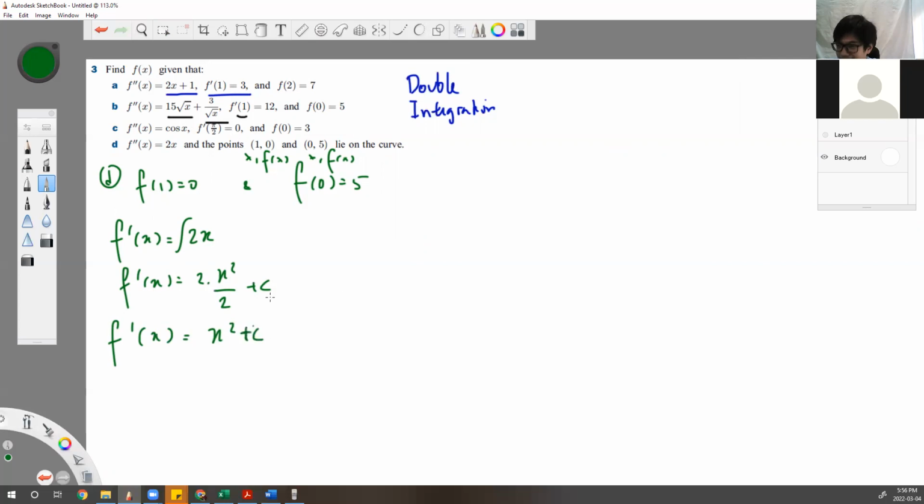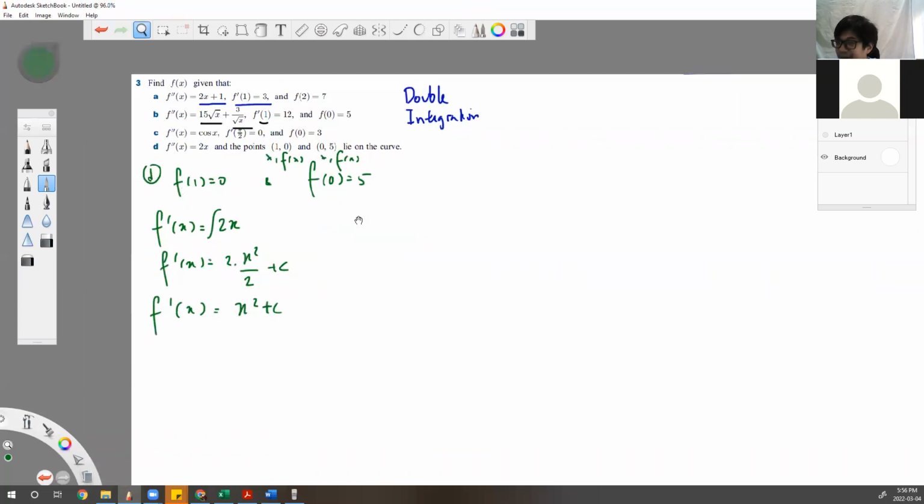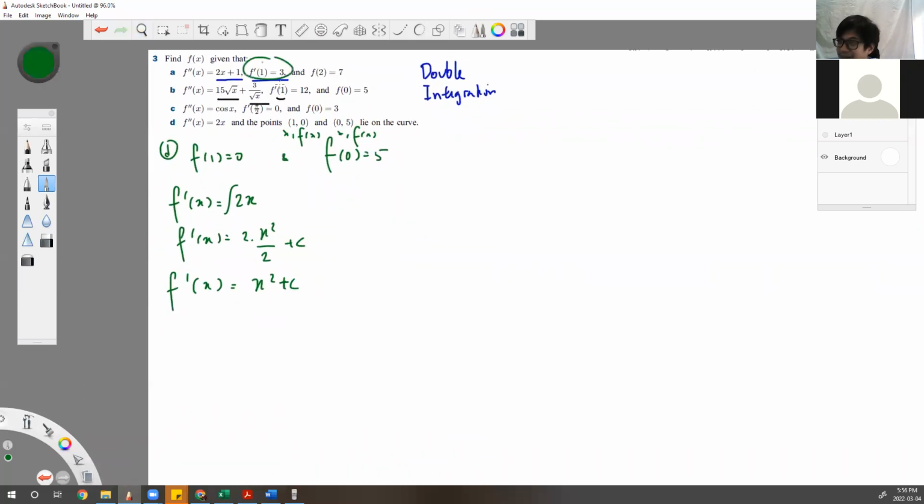Now, without the help of the first derivative, like the previous one, here we don't have it. So find f(x). This x squared plus c, as usual, integrates to x cubed over 3 plus cx plus the other constant.